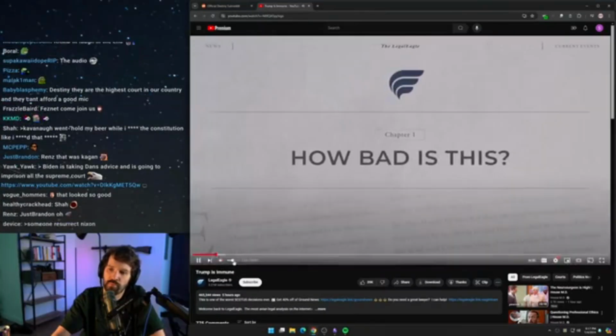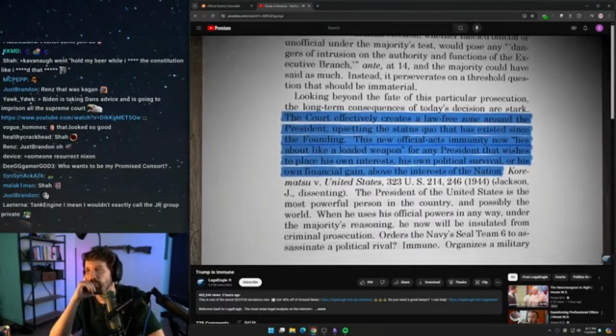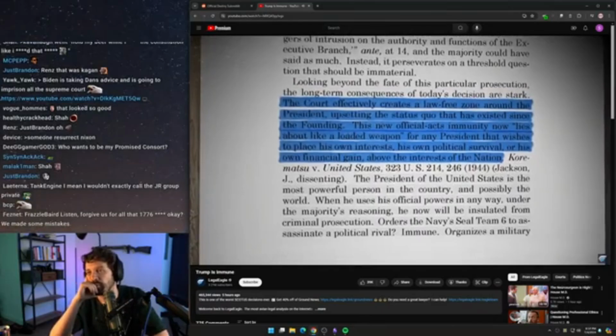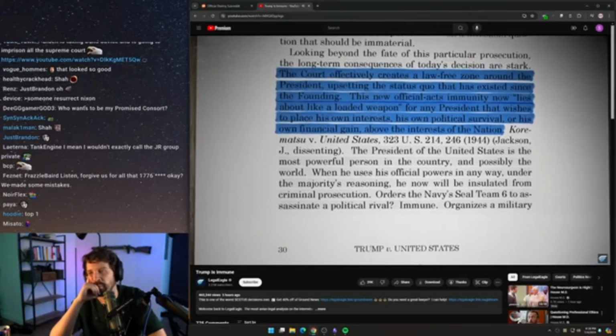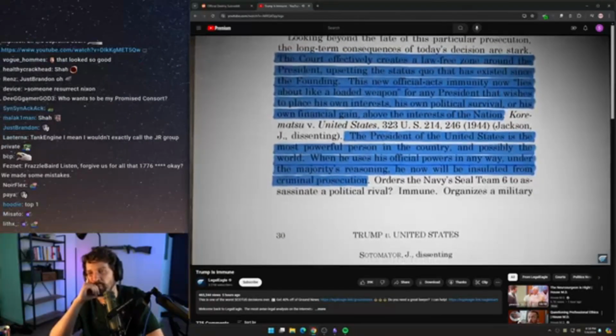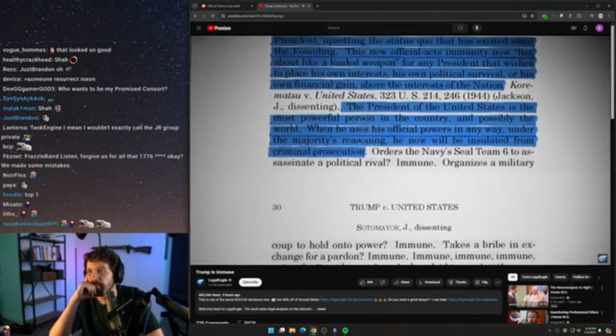Well, don't take my word for it. Justice Sotomayor says, quote, "The court effectively creates a law-free zone around the president, upsetting the status quo that has existed since the founding. This new official acts immunity now lies about like a loaded weapon for any president that wishes to place his own interests, his own political survival, or his own financial gain above the interests of the nation. The president of the United States is the most powerful person in the country, possibly the world. When he uses his official powers in any way, under the majority's reasoning, he now will be insulated from criminal prosecution."